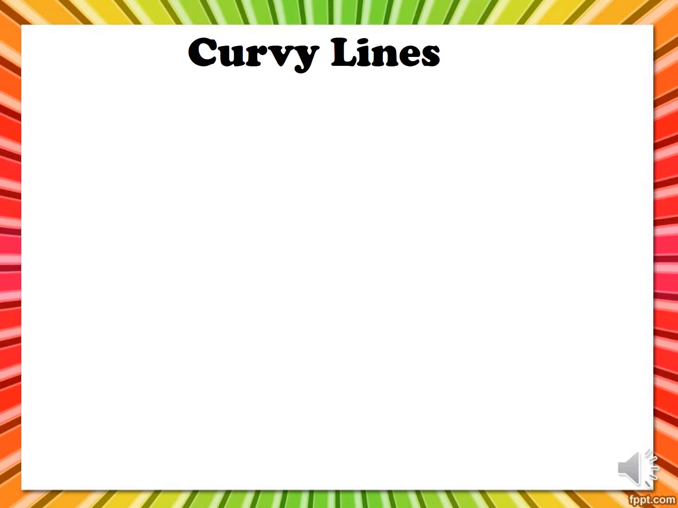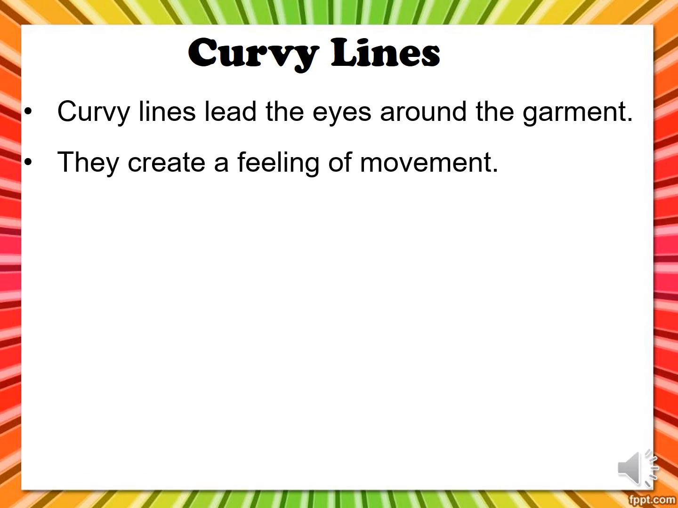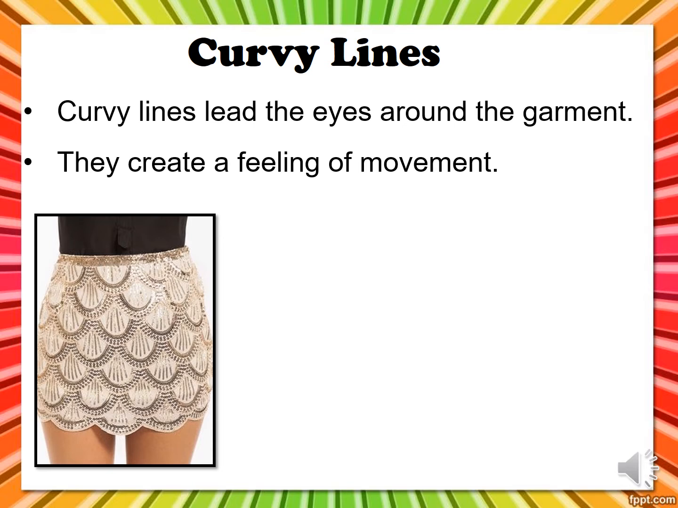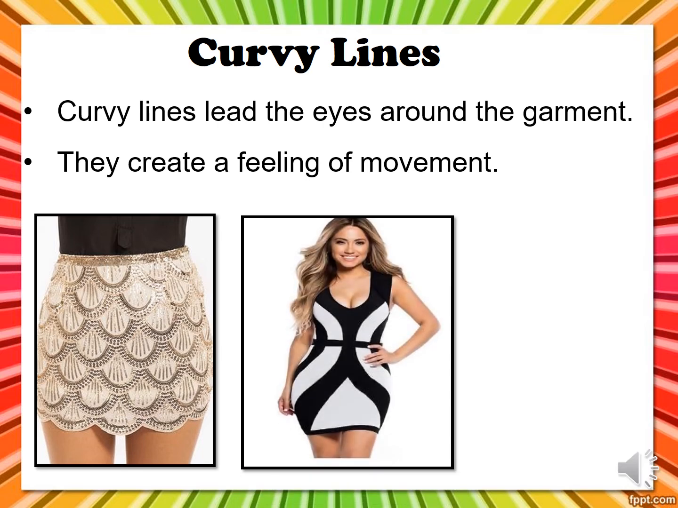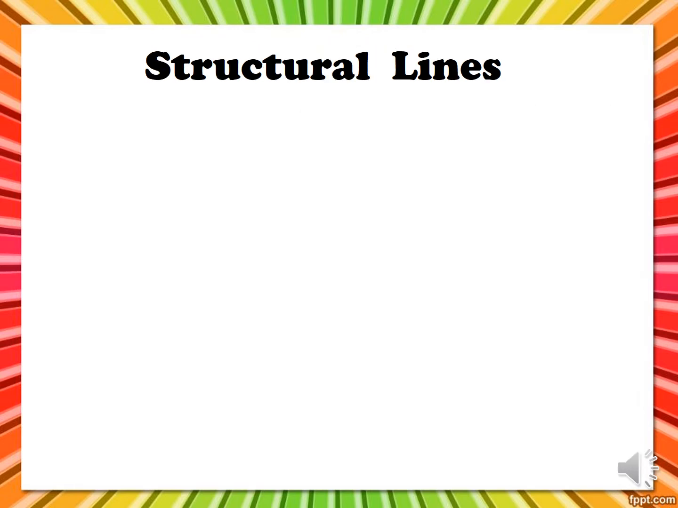Now let us look at curvy lines. Curvy lines lead the eye around the garment. They create a feeling of movement. Observe the skirt. The curvy lines here are obtained based on the construction of the fabric. These curvy lines on this dress are obtained by joining pieces of fabric together. At the hemline of this blouse, you can observe curvy lines.